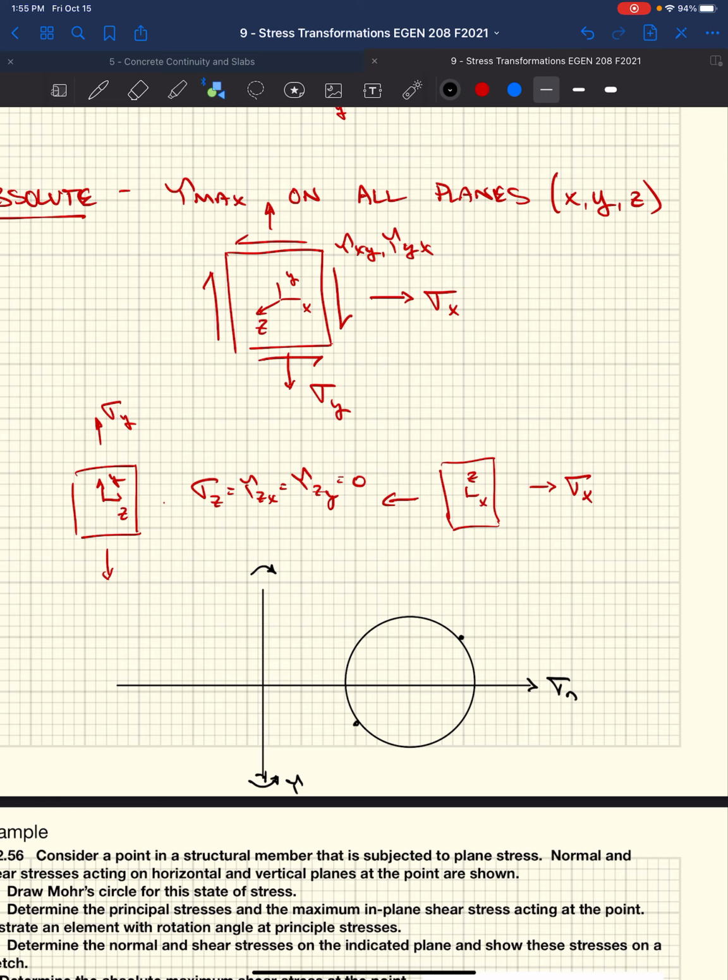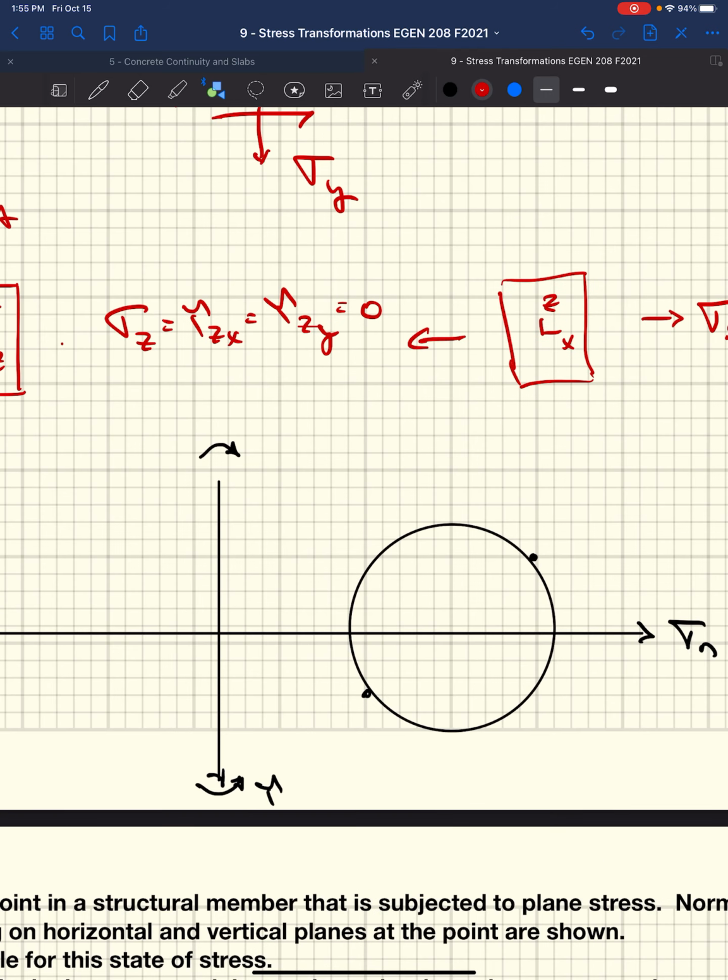And so we're going to get out of this, this was sigma X, tau XY. That's our coordinate. This was sigma Y, tau YX. That was our coordinate. We can get our center, we can get our radius, essentially just doing what we just did in the previous example.